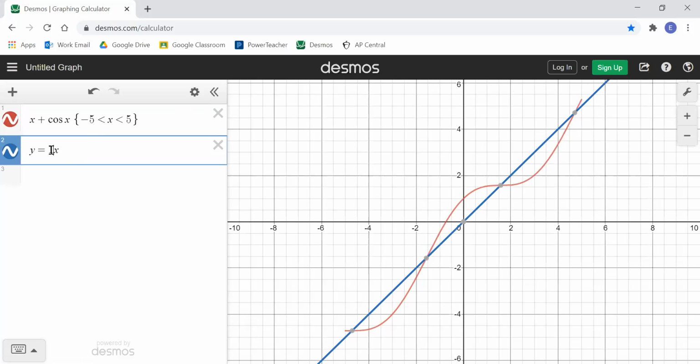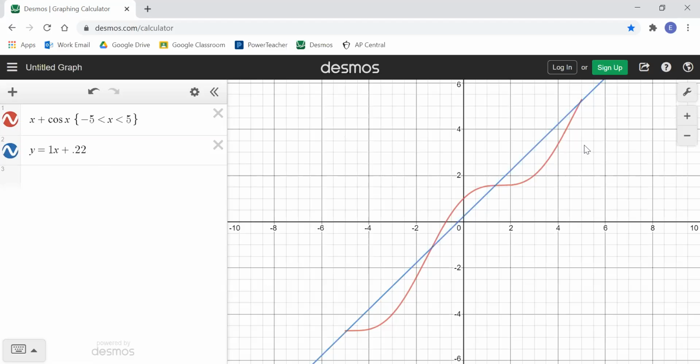No, that didn't do it. I don't know. Let's see here if I increase that up by about that much. Try and make this a little easier to see. All right, that's not perfectly our secant line, but that's pretty darn close to our secant line there.